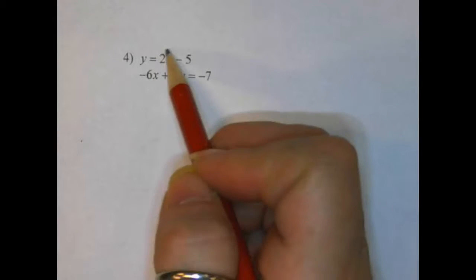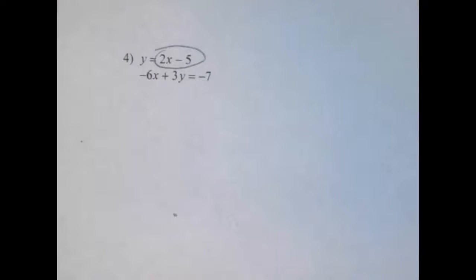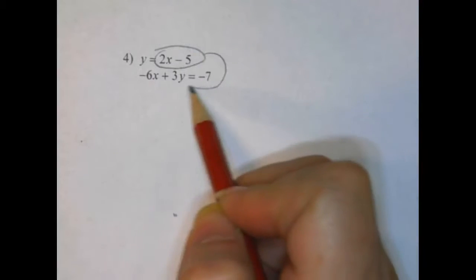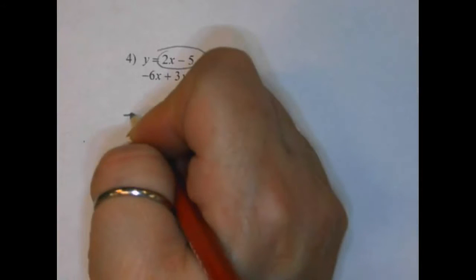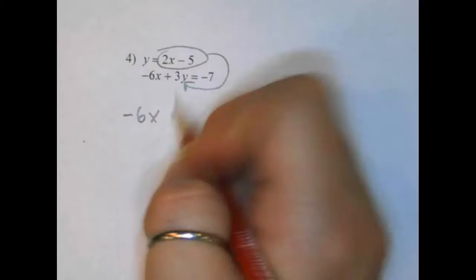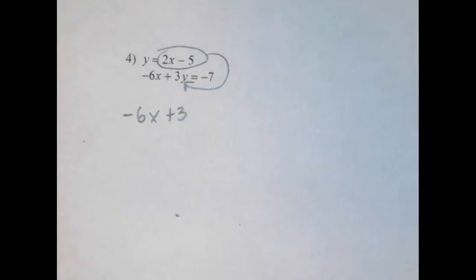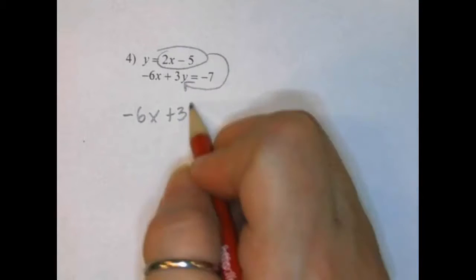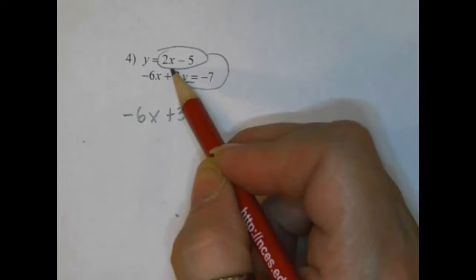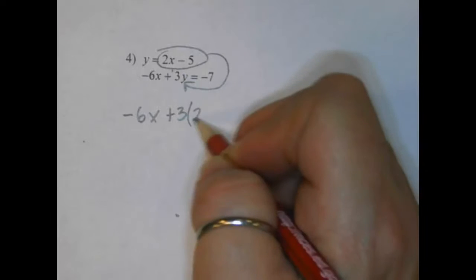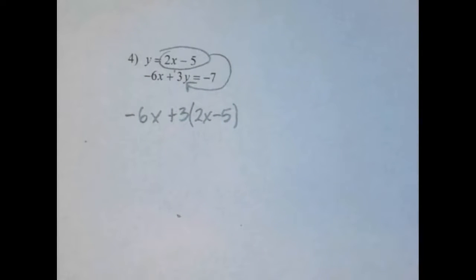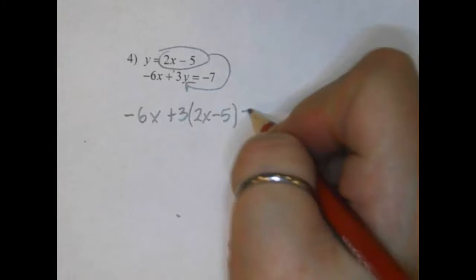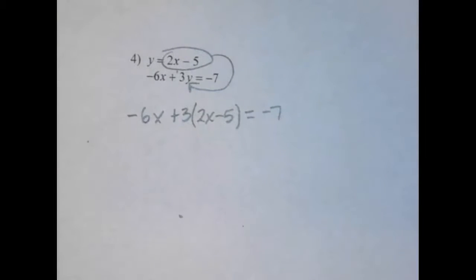Okay, it's still set up where it isolates my y. And I can go ahead and bring this y and substitute it in that position there. So I'm going to rewrite my equation. I have minus 6x plus 3. Instead of y, I'm going to start my parentheses, and I'm going to write 2x minus 5. And then end my parentheses, and finish my equation with equals negative 7.